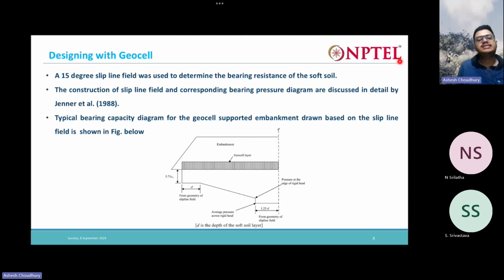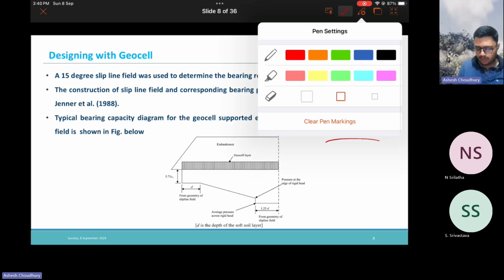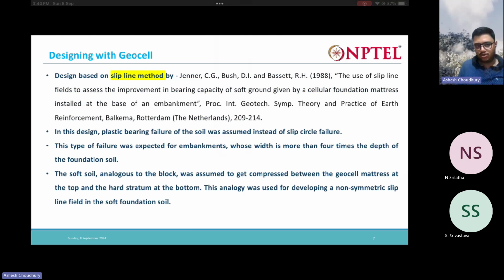Now, a 15-degree slip line field was used to determine the bearing resistance of the soil. The 15-degree slip line field means what? These lines, a family of curves. We'll see this slip line field later. We'll see that these lines are actually drawn at 15-degree intervals, and this 15 degrees was actually suggested by the authors of this paper, Jenner et al.